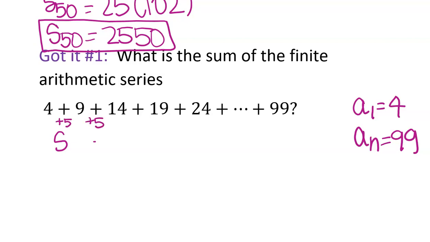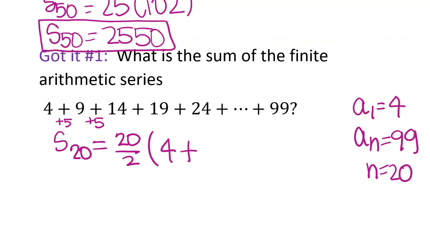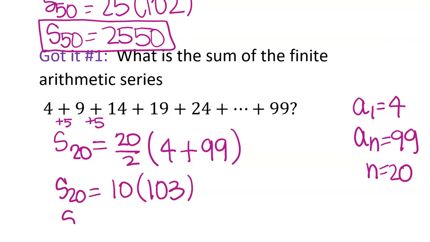So even if you look at it like this, there's 100 terms here, and if you divide it by that common difference, that would give you the number of integers. So 100 divided by 5 would give you 20. So number of terms, my n is 20. All right, so S sub 20 would be 20 divided by 2. My first term is 4. My last term is 99. So the 20th term would be 10 times 103, and that would give me 1030.